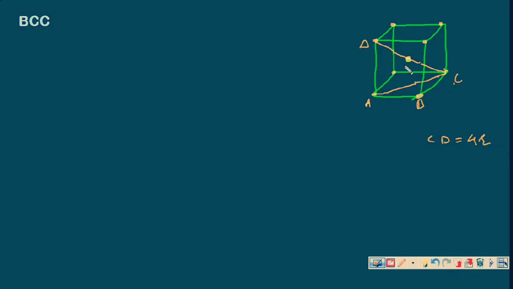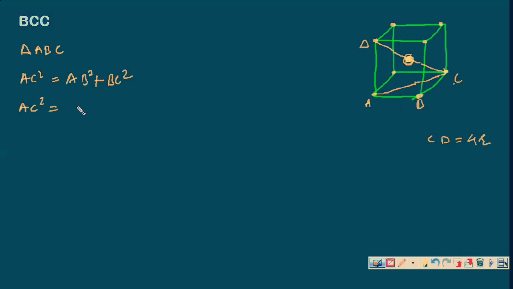CD: this is a complete sphere, meaning 2r, and one radius is there, and one radius is at another corner of the unit cell. So look at the BCC, body centered cubic cell. Here we have two triangles. In triangle ABC, AC square is equal to AB square plus BC square.